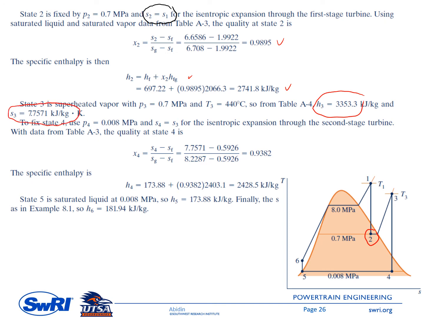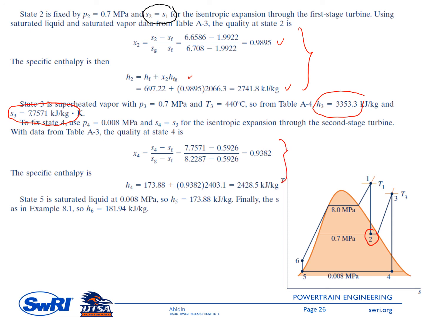You will use S3 to help determine state 4. So in state 4, pressure is given as 0.008 megapascal or 0.08 bar, and then S4 equals S3. You do the same thing like what we did here to estimate X2 and H2. In this case, you need to estimate X4 and H4.